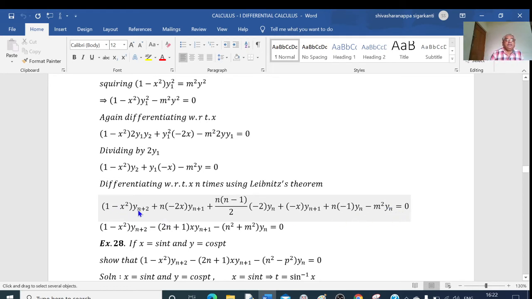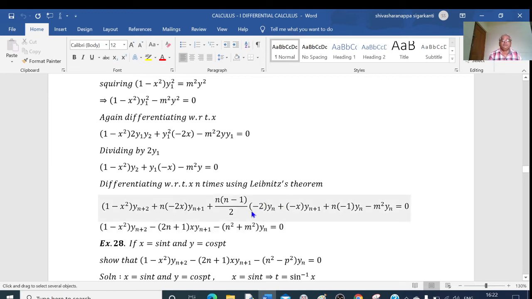So that is 1 minus x square into yn plus 2. See the yn plus 1 terms, x yn plus 1, here also x yn plus 1, minus sign is also common factor. I will take minus x yn plus 1 common factor. What remains here? 2n remains plus 1 remains here. That is minus of 2n plus 1 into x yn plus 1.